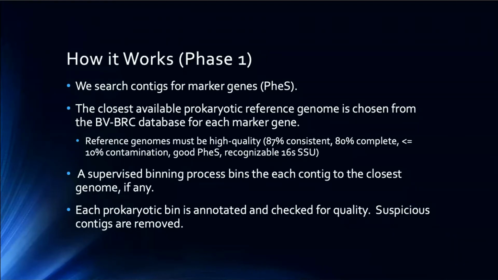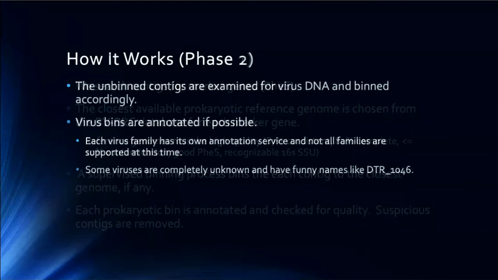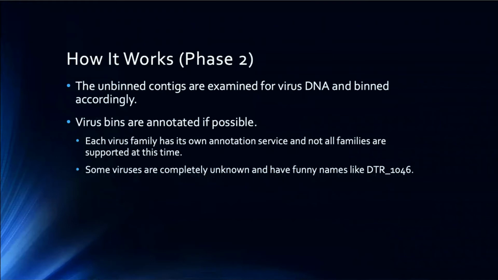We have a binning process that finds the sequences from each contig and puts them in the closest bin, if any. Then we annotate and check for quality. Suspicious contigs are removed. Then any bins that we have left over, we search for virus DNA. We use CheckV for this from the folks at IMG. And we annotate those if we can.